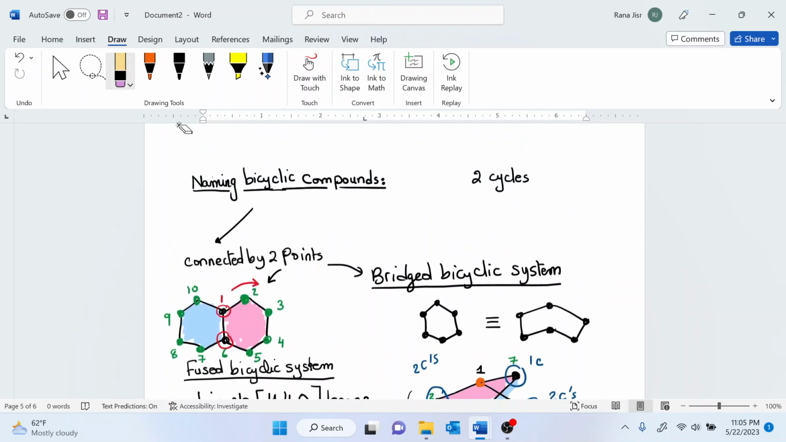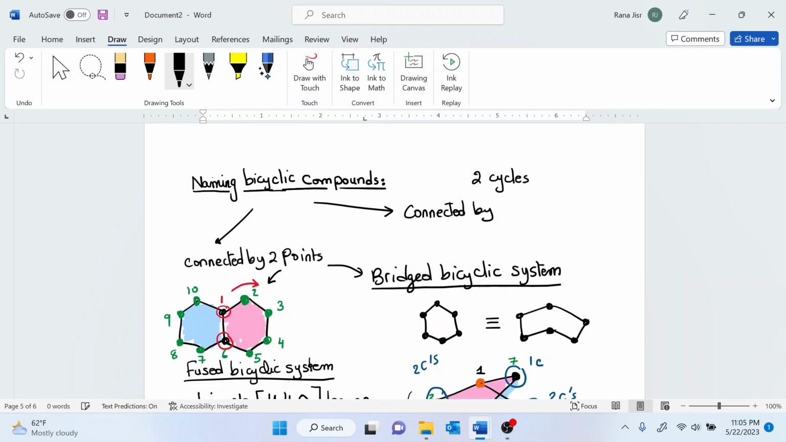Now, the second type of bicyclic system is 2 cycles connected by 1 point. So instead of having 2 points in there, our cycles are connected by 1 point. So these are connected by 1 point. In this case, the bicyclic compound, we're going to name it spiro.